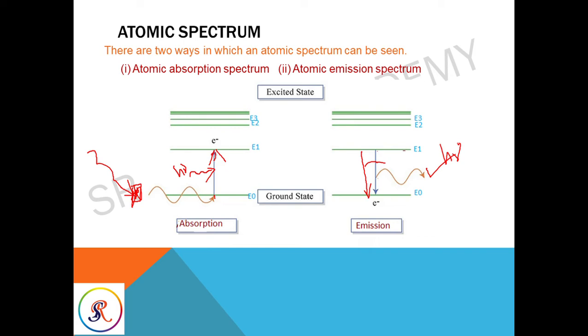The spectrum produced by the absorbed radiation is called the absorption spectrum. Next, what does emission spectrum mean? The spectrum produced by the emitted radiation is known as the emission spectrum. Is it clear? Now we'll go to the next slide.